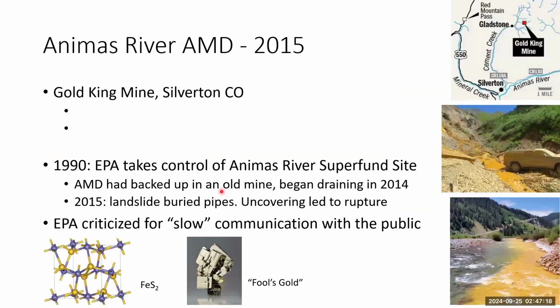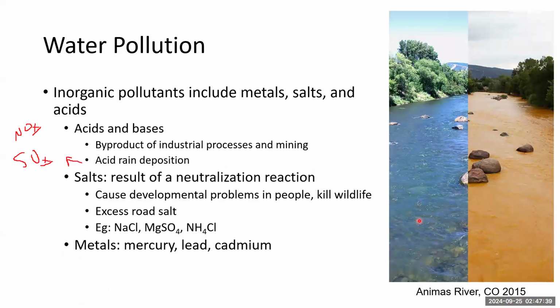Okay, so specifically to go back to the acid deposition, right before I started here at Daemen, there was this catastrophe that happened in Colorado on the Animas River. So in 2015, on the Animas River in Colorado, and here are some pictures of the Animas River. This is the Animas River before this happened, and here's the same spot after this happened.